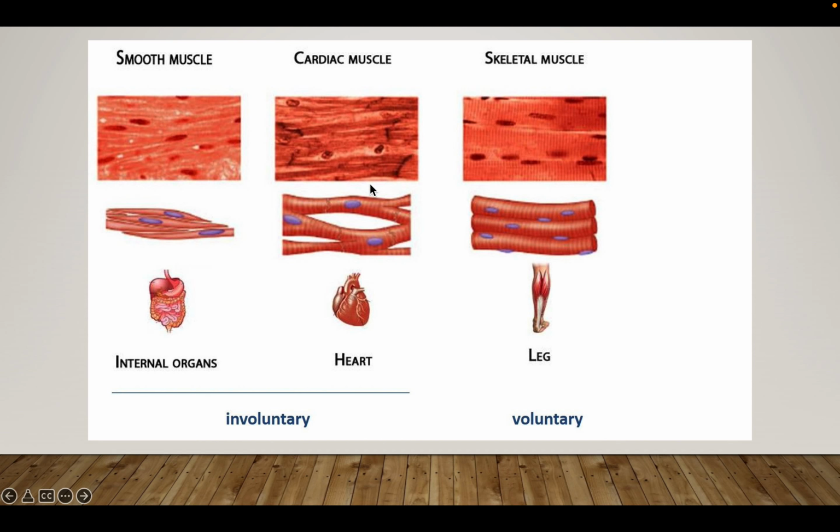These smooth muscle cells are generally mononucleated. They just have a single elongated nucleus in the middle. Our cardiac muscle cells also generally just have a single nucleus. You can see that they form this branching network, these X-shaped patterns. They are striated. We find this in the heart, and it is also involuntary.